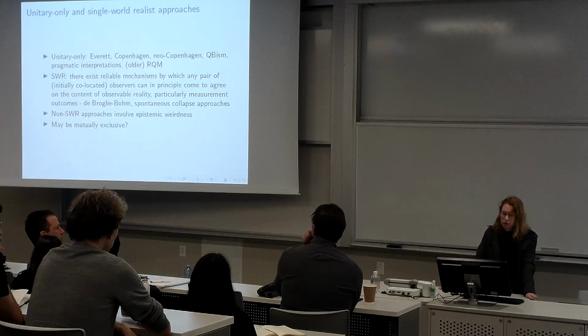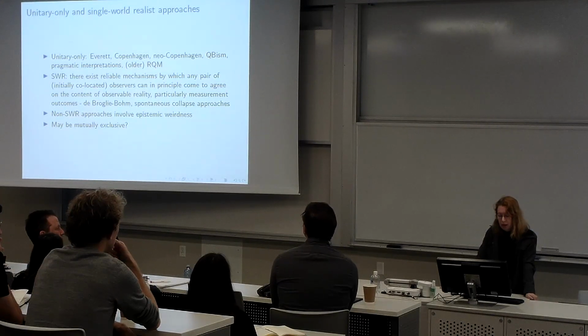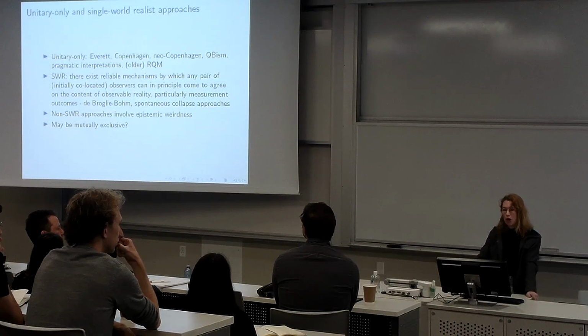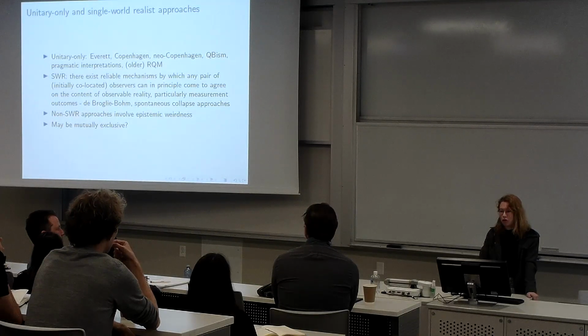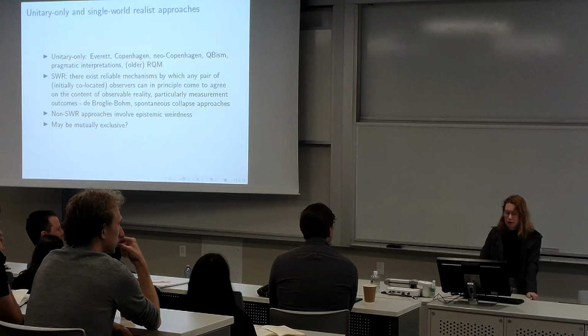So I'll distinguish a couple of different classes of interpretations or approaches to the measurement problem. The first is what you might call the unitary-only approaches. Those are the approaches which use only the standard unitary formalism of quantum mechanics and don't add hidden variables or wave function collapses or anything of that kind. So that includes, obviously, the Everett interpretation and then also various things like some formulations of the Copenhagen interpretation, some neo-Copenhagen interpretations, maybe QBism, some pragmatic interpretations, and older formulations of relational quantum mechanics.